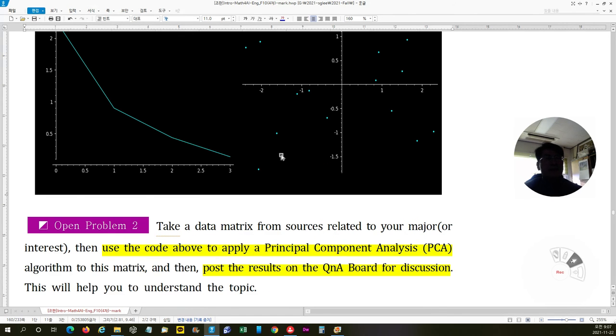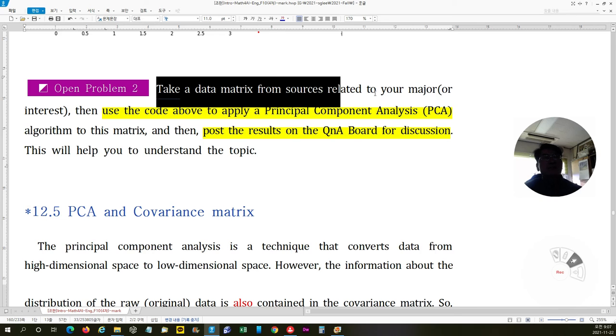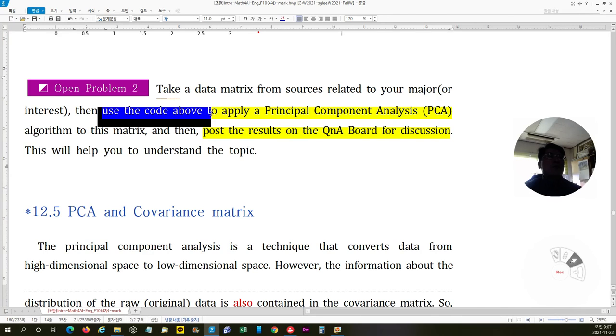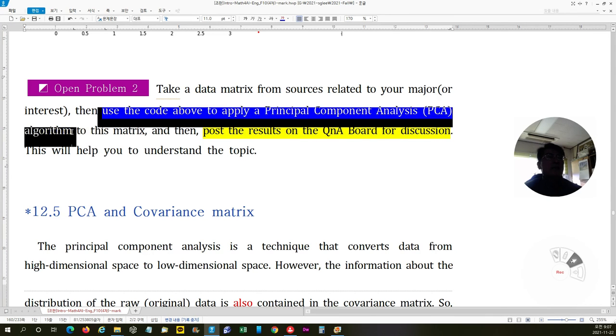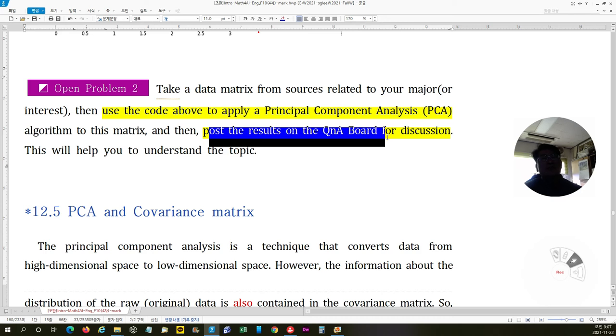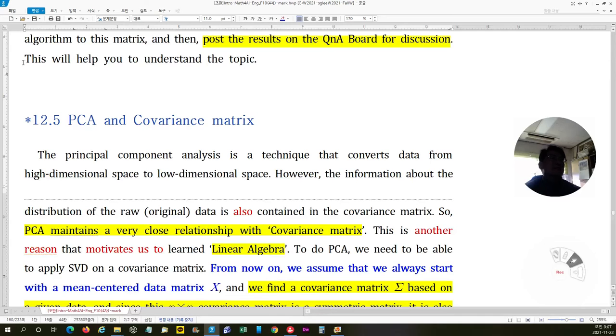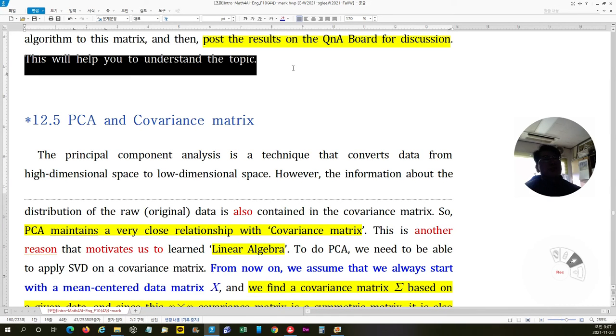Here, open problem two tells us to take a data matrix from a source related to your major or your interest. Then use the above code to apply the PCA algorithm to this matrix and then post your result on the Q&A board for further discussion. This discussion and sharing of your output will help you to understand this topic of PCA.